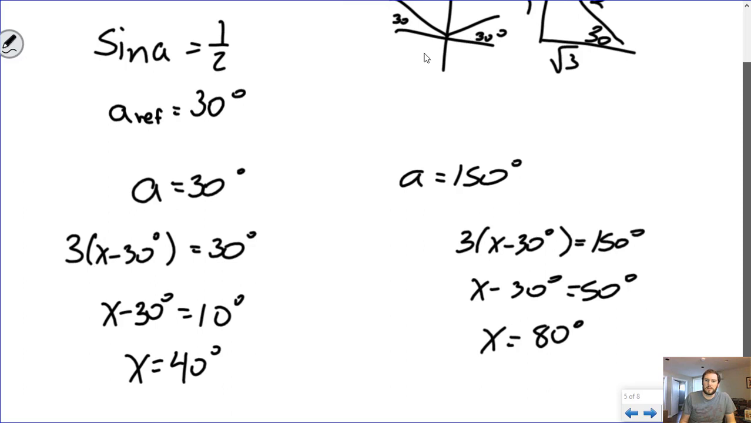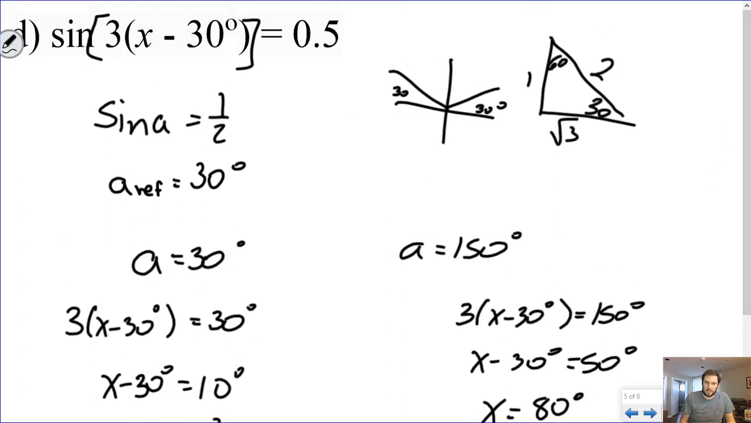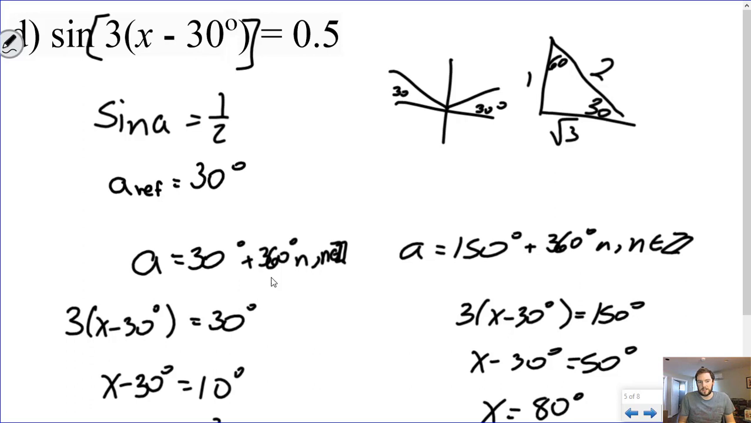Now, be careful, right? Because what we would say previously at this point, if it was just this question where we stopped at A, then our final answer would be 30 degrees plus 360 degrees n, where n is an element of the integers, right? And do the same thing over here. We'd say plus 360 degrees n, where n is an element of the integers, right? But in this case, A, this value that we get here, is 3 times x, right? It's 3 times as big as x.